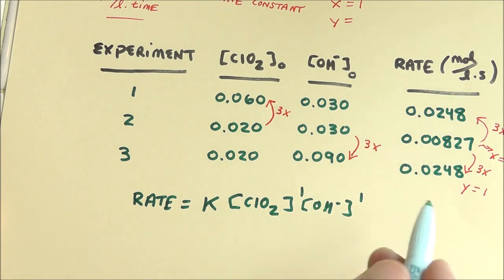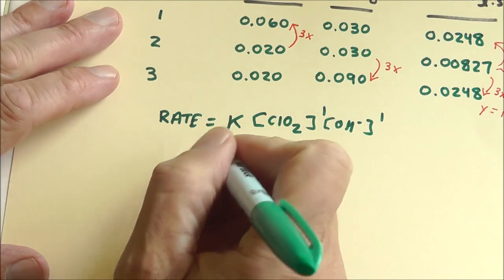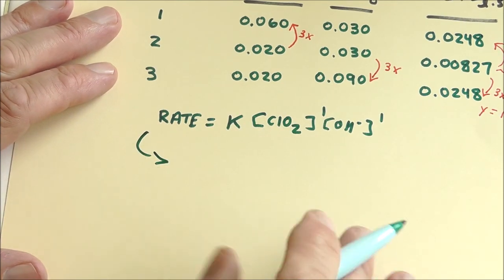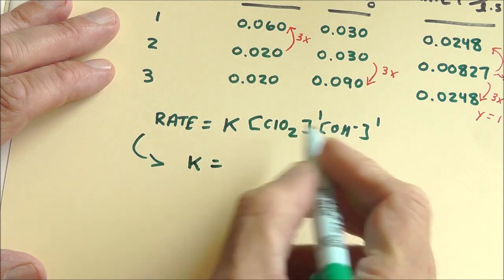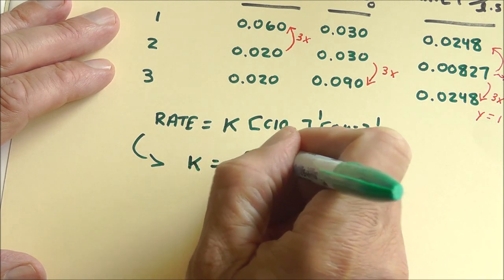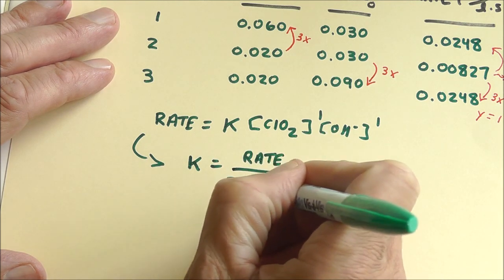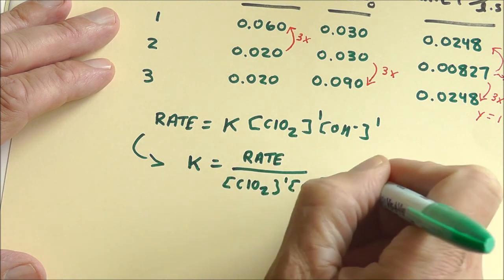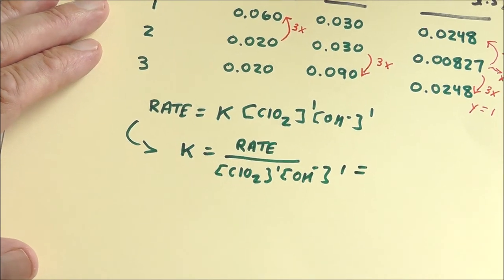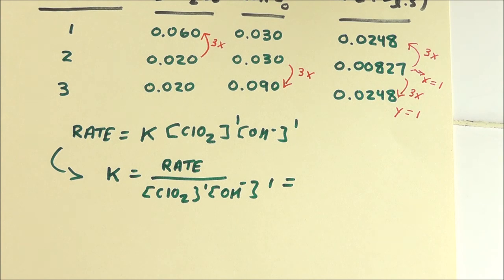See, these are rates, and then I could go ahead and plug it in. Now I'm getting rid of another variable. I can solve for K by dividing both sides by those concentrations. So K equals rate divided by the concentration of ClO2 to the first power times OH minus to the first power. And then you'd say, well, how do I figure out what K is? Well, you take some numbers and stick them in there.